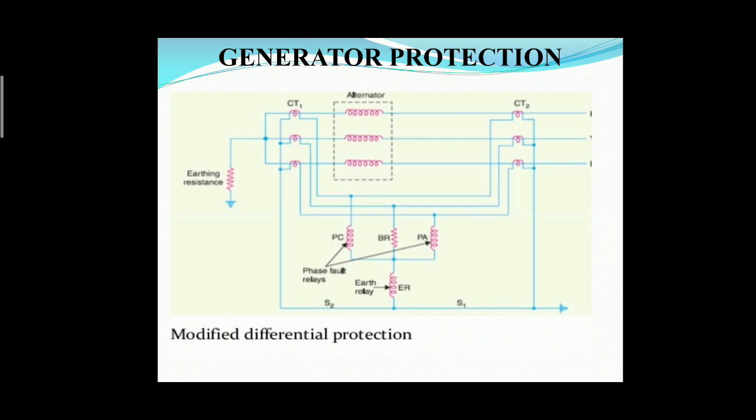In this modified differential protection we are using the resistance, that is the BR. By using that resistance we adjust for when the fault occurs near the neutral point. When the fault occurs near the neutral point, this type of protection scheme is used. This is the modified differential protection.